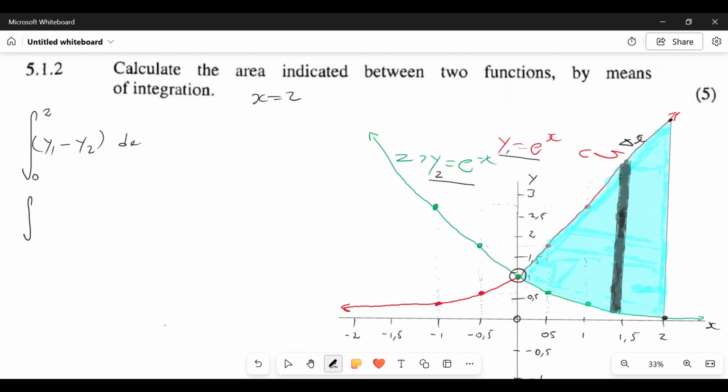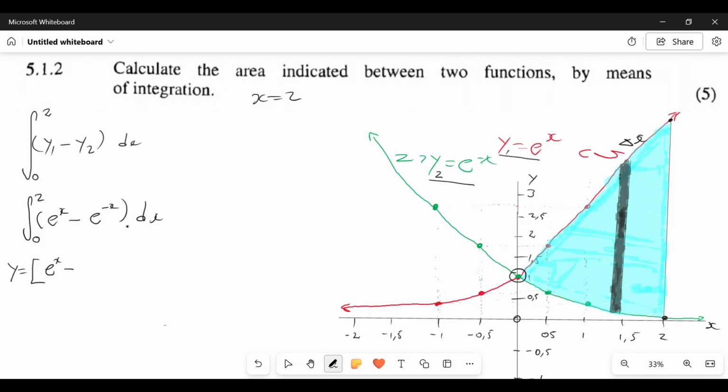Right, so obviously we have sigma, upper limit is 2, lower limit is 0. Now we just substitute the y1, remember it's e to the power of x, minus y2, which is e to the power of negative x dx, right? So we integrate this. Let's integrate e. What is the integral of e to the power of x? If you still remember, it doesn't change, guys. It's gonna be e to the power of x, and then minus.